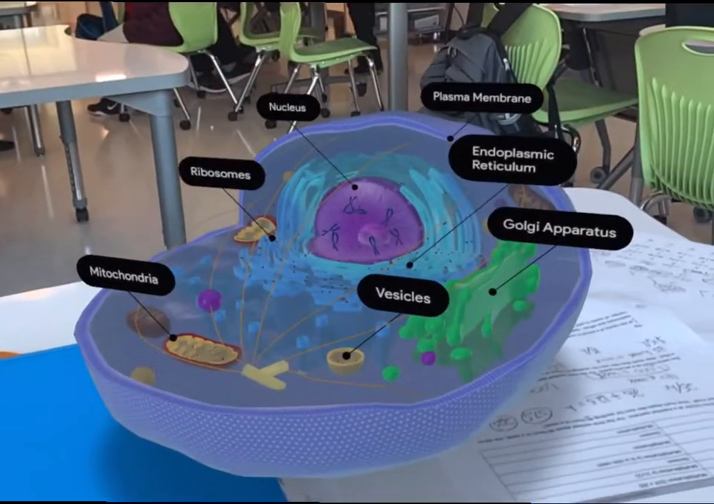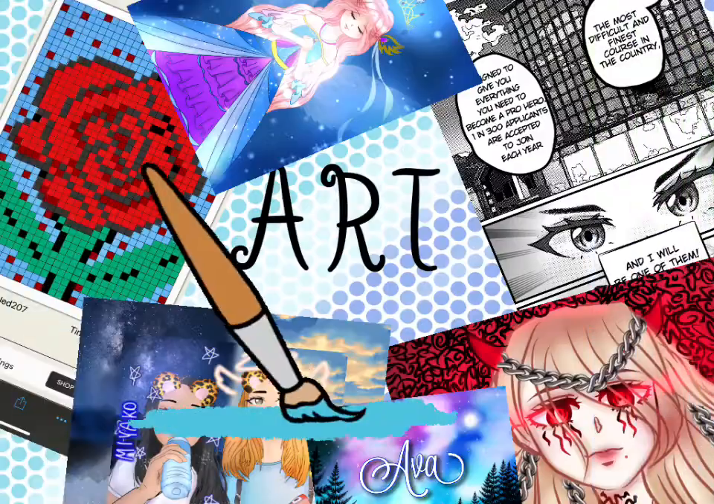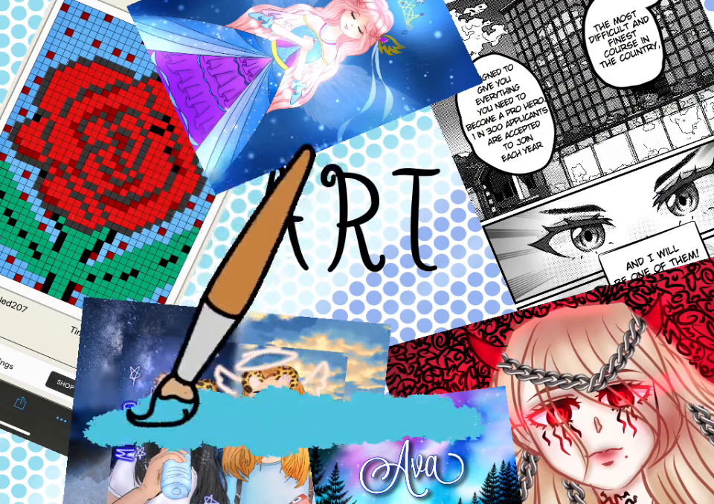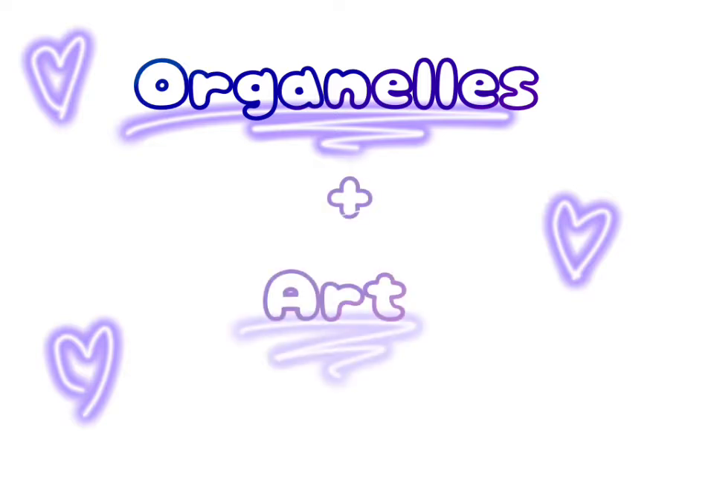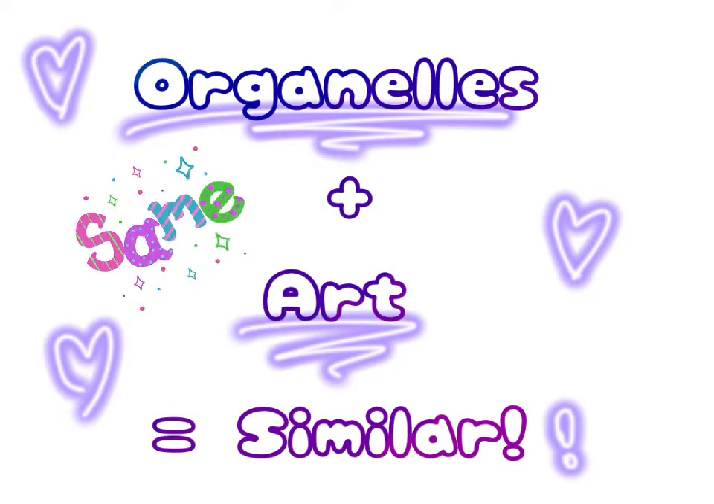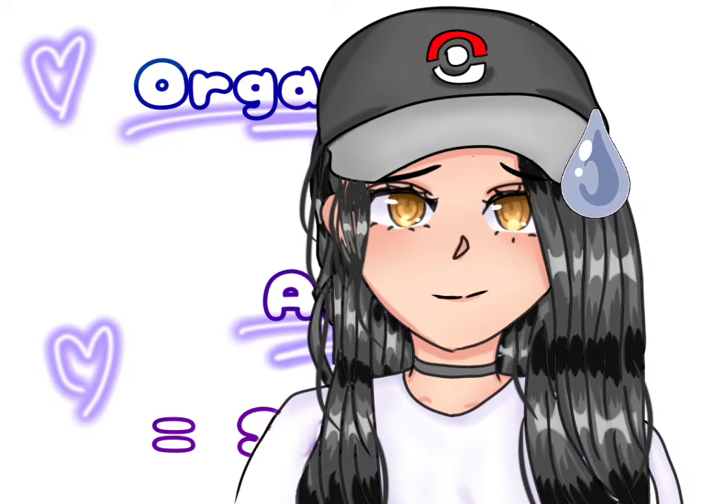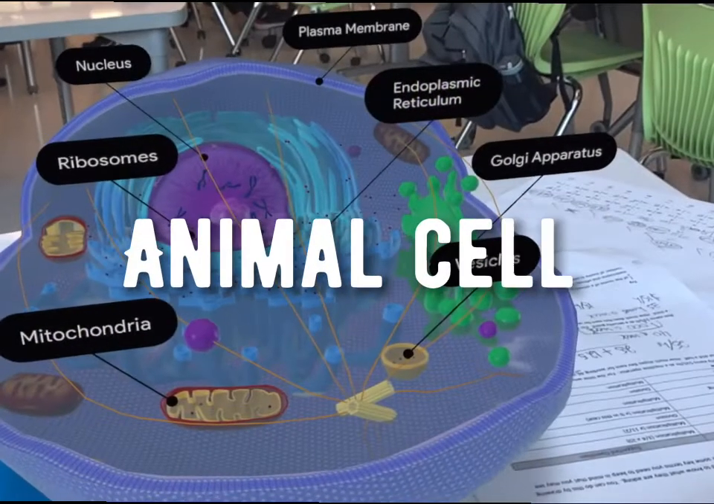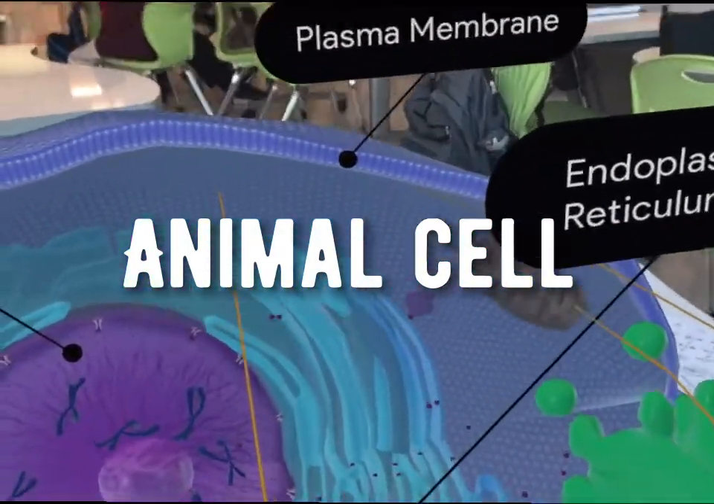You see, this might sound odd to you, but I think the organelles in a cell are very much like art. Yes, you heard correctly. I think organelles, as in the parts in a cell, and art are similar. You may think I'm crazy, but hear me out. I am indeed very sane. Since we have an animal cell in front of us, I'm only going to go over animal cell organelles.